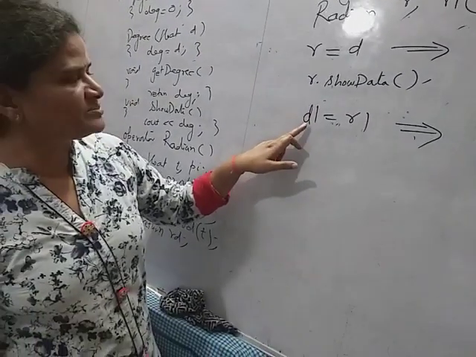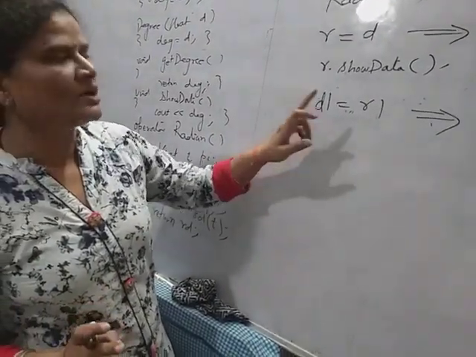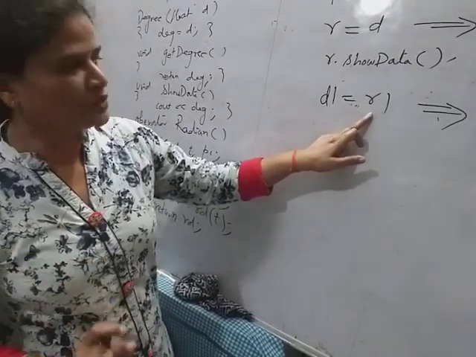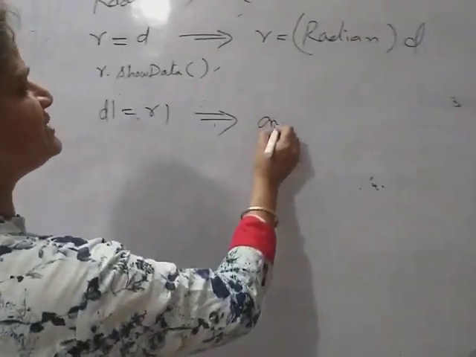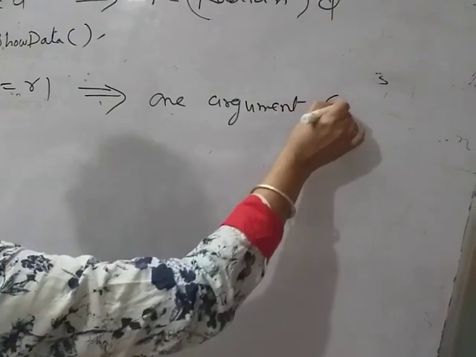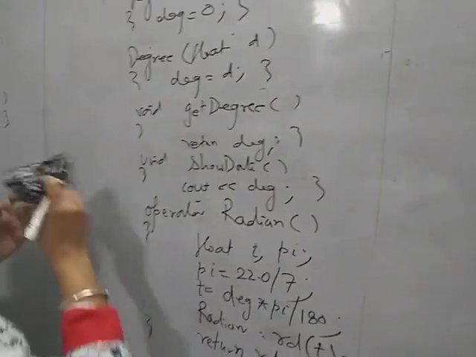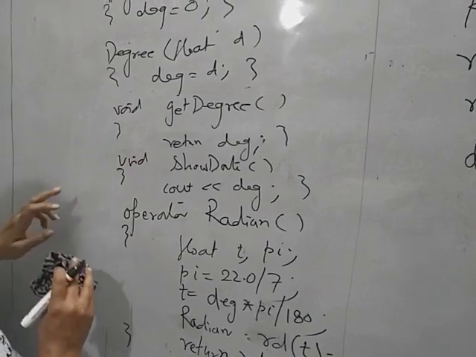Either you can write the one argument constructor in the destination object's class, the degree class, or in the radian class you can write the operator conversion routine. So here I am writing the one argument constructor in the degree class. I am changing just a little bit the one argument constructor in the degree class.